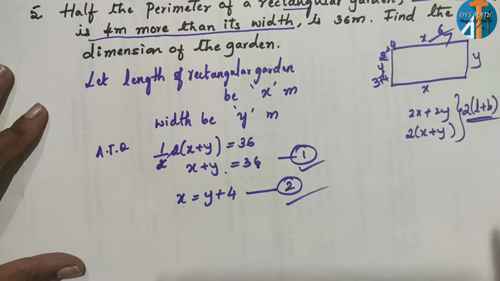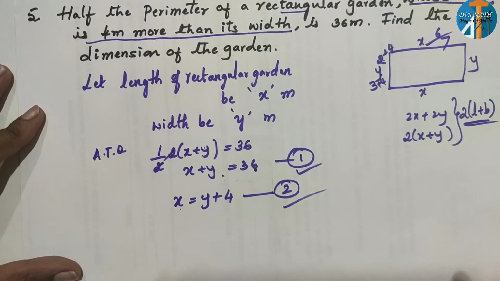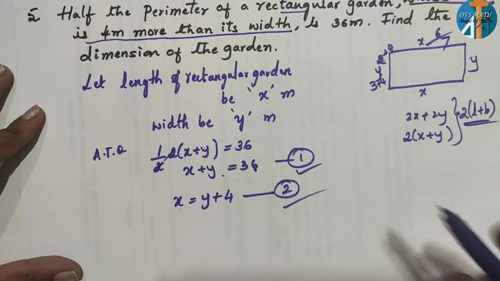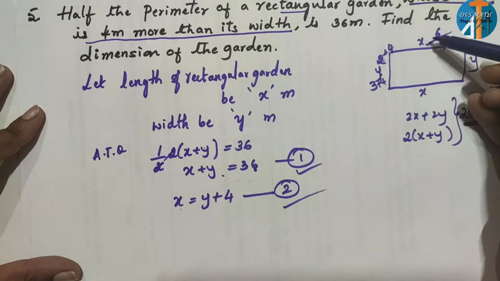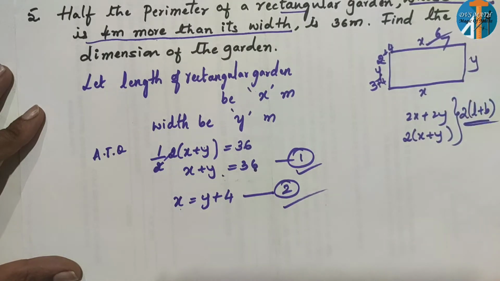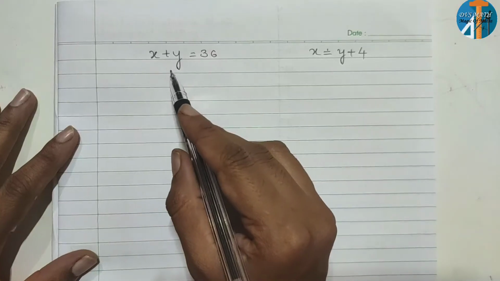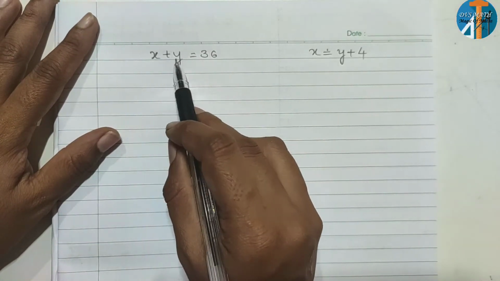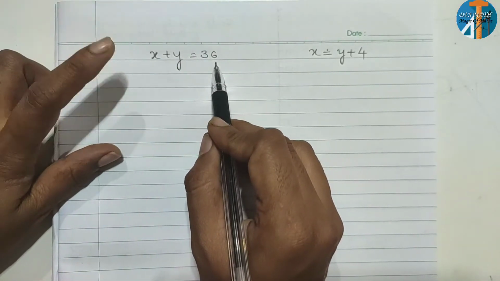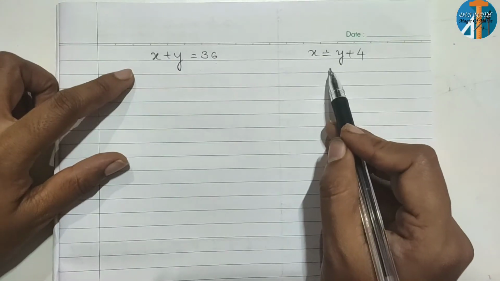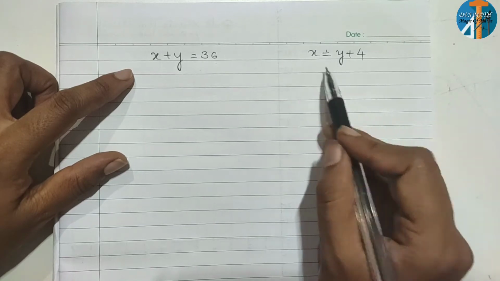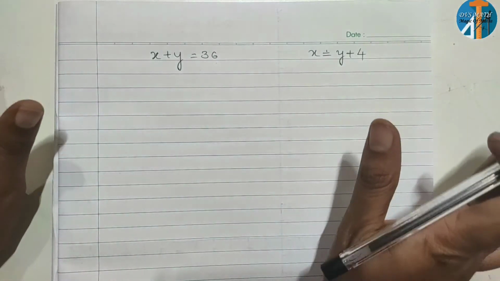Now we have to solve these two equations graphically. Remember, graphically, and we have to observe the dimensions perfectly. What will be the length, what will be the width. Okay, now let's solve graphically. From the statements we got two equations. x plus y is equal to 36, that means by solving half of the perimeter we got this equation, and the length is 4 more than its width, we got this equation. Now let us solve these two equations.